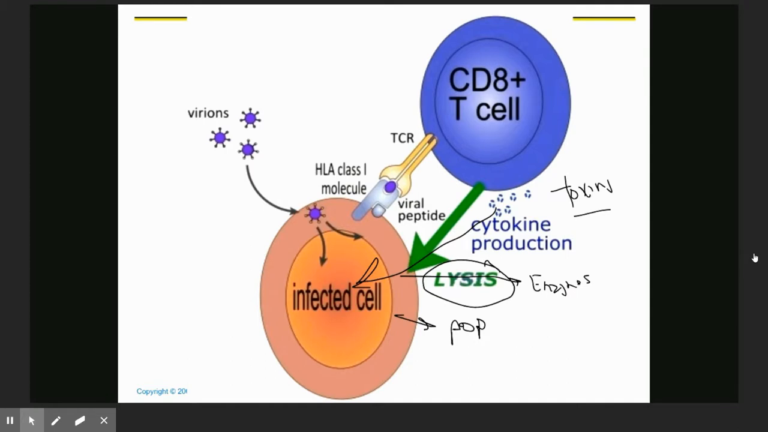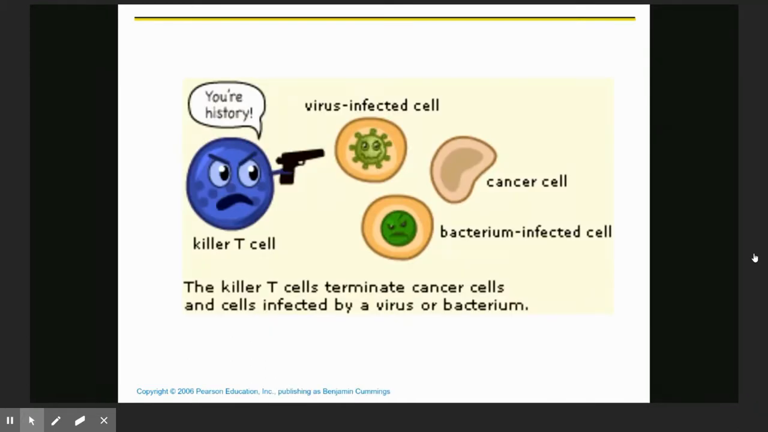So it looks like this. There's the T cell, look, there's a virus-infected cell or a bacterium-infected cell or a cancer cell. Well, if it matches with one of these, it's going to kill this cell.